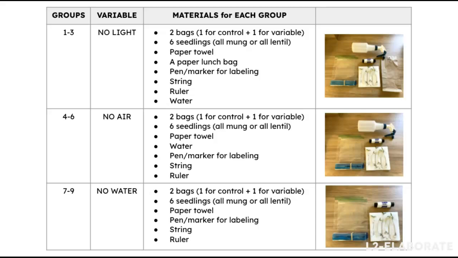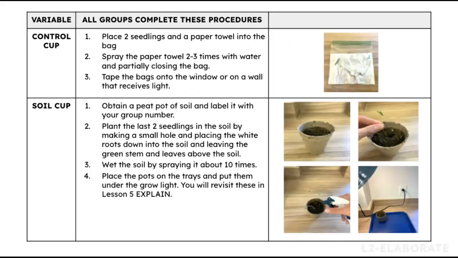Students will observe all seedlings individually and record their root and stem lengths. Each group will also complete the procedures for a control cup and soil cup. See the teacher tutorial linked in the teacher guide for more information about this investigation.